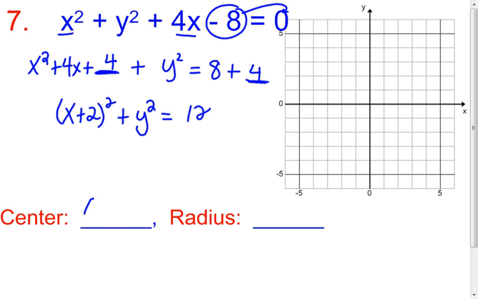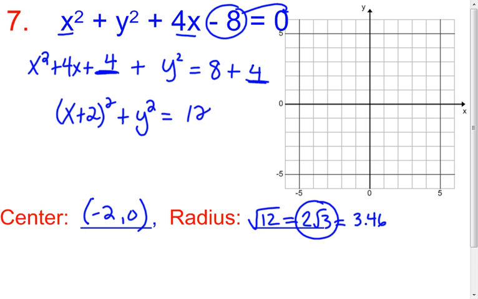Okay, so your center will be -2, 0. And then your radius would be, the radius squared is 12, so the radius is the square root of 12, which of course can break down to 2 root 3. But when you graph it, it's helpful to have a decimal. And when you get a decimal value for there, the decimal value for that is 3.46. I actually want this answer right here. If I were to ask you just what the radius is, I would want you to answer 2 root 3.